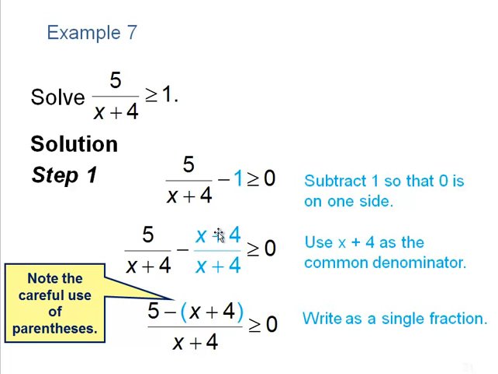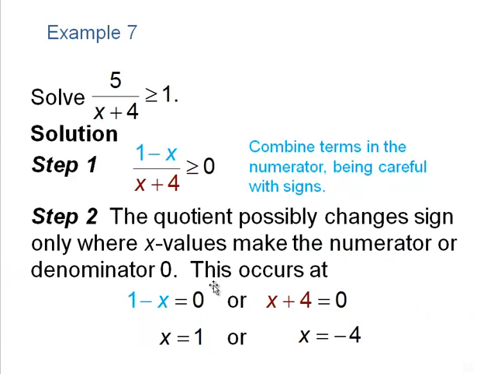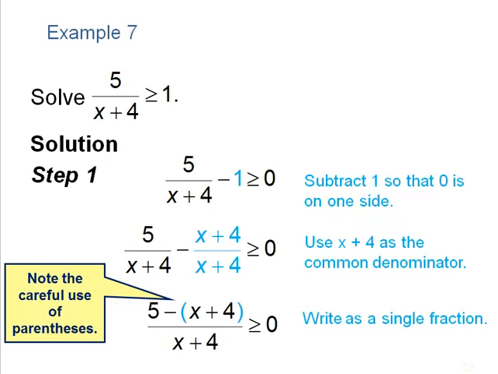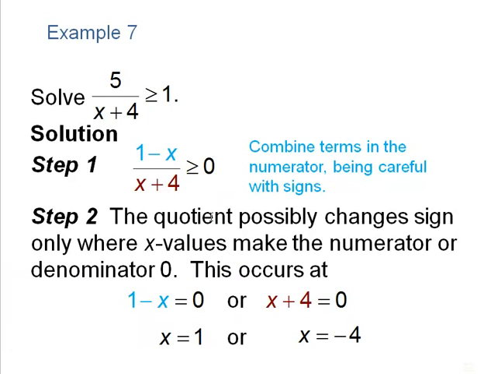So we turn negative 1 into just negative x plus 4 over x plus 4. Now we can combine everything. 5 minus (x plus 4), right? Quantity. Remember, it's quantity, so it's always a good idea to use parentheses to remind yourself of that. Then the next step is to actually do the math. They might lose you here if you don't pay attention. You've got 5 minus x minus 4 when you distribute. So this ends up being 1 minus x, and that's where they get 1 minus x over x plus 4 on this next slide.